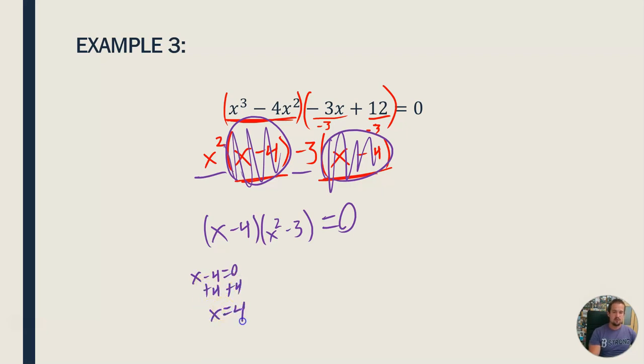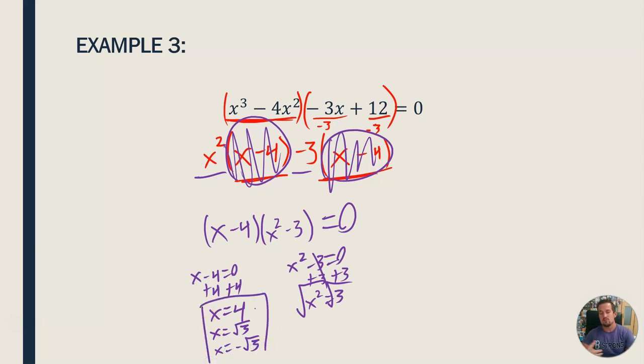x equals positive 4. I'm going to set x squared minus 3 equal to 0, which is going to give me x squared equals 3, which I then need to square root both sides to solve. So my answers are going to be x equals 4, x equals the square root of 3, and x equals negative square root of 3. Because anytime I take a square root here, I'm going to have two solutions, a positive and a negative one.